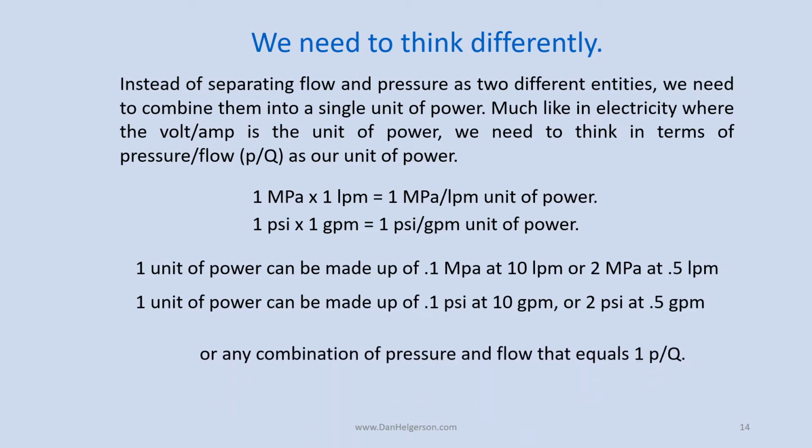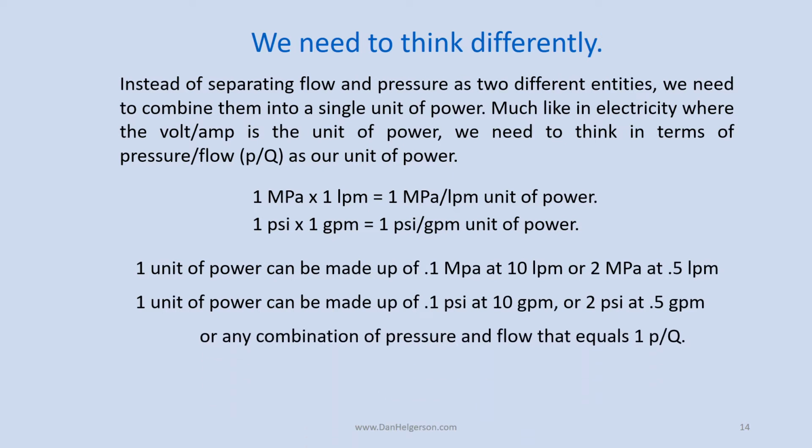1 unit of power can be made up several ways. One could be 0.1 megapascals at 10 liters per minute, or 2 megapascals at 0.5 liters per minute. Or it could be, in the US customary system, 0.1 psi at 10 GPM, or 2 psi at 0.5 GPM, or any combination of pressure and flow that equals 1 unit of power.